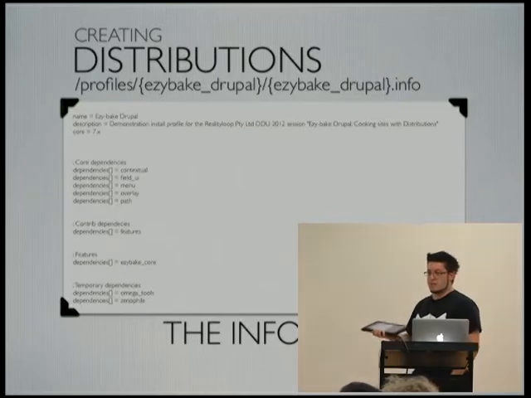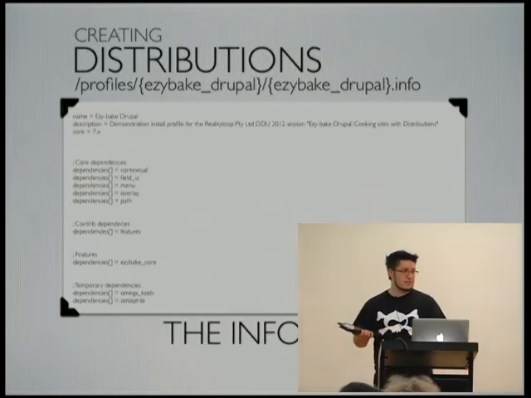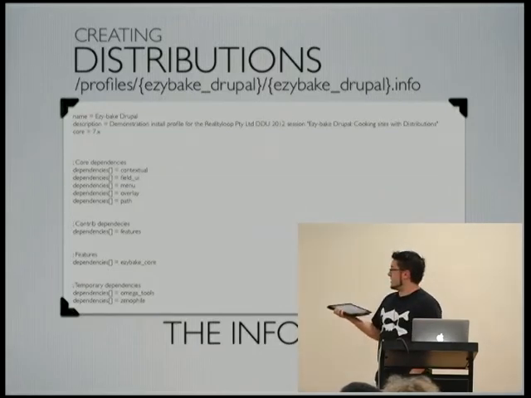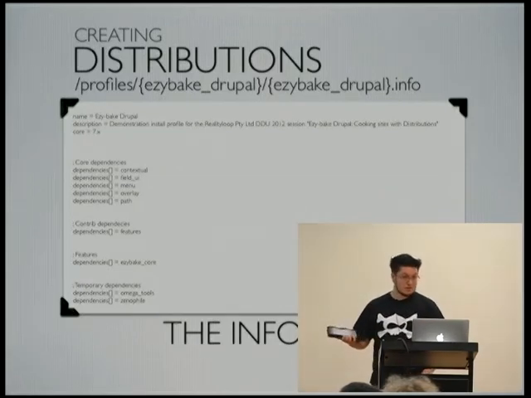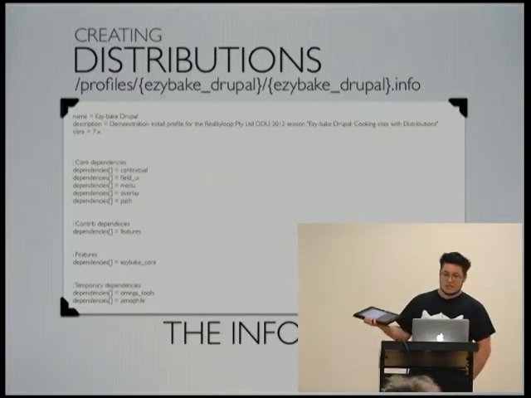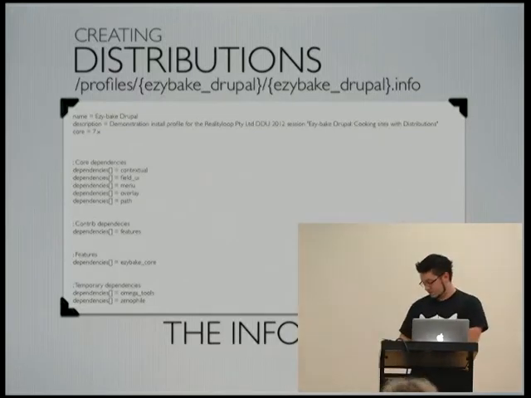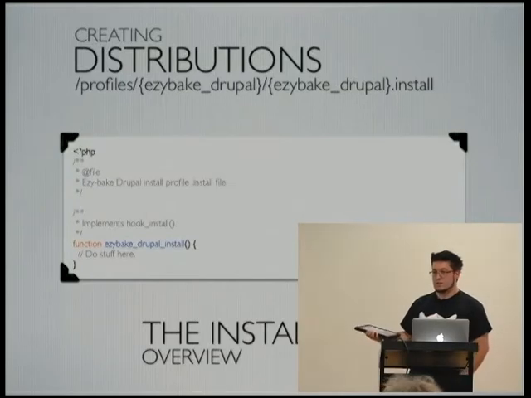Whatever you do in your profile, your distribution, you should have one core feature which really sets things in place. And then I have my temporary dependencies, which again, we're going to get into very soon, and they are Omega Tools and Xenofile. I have the install file.